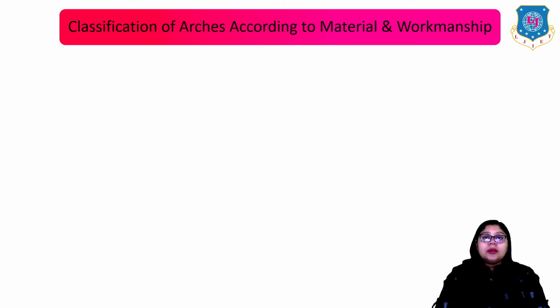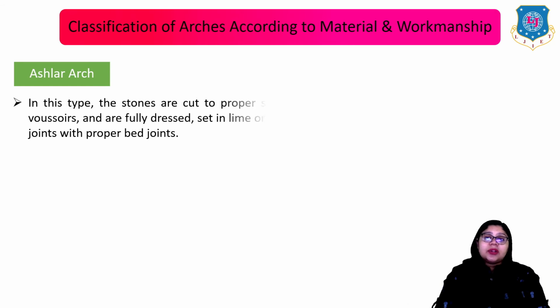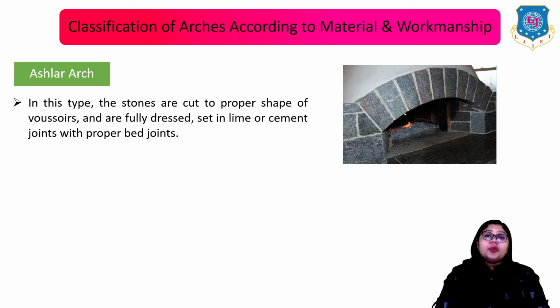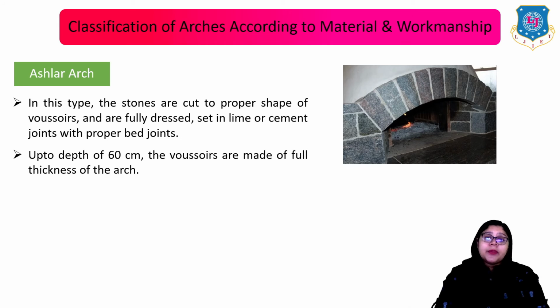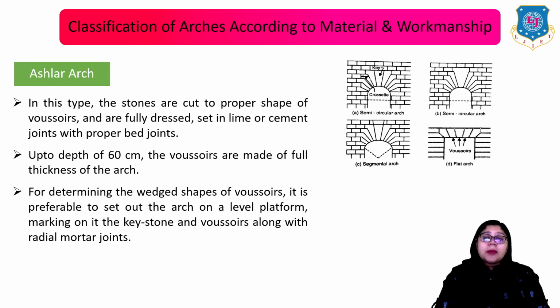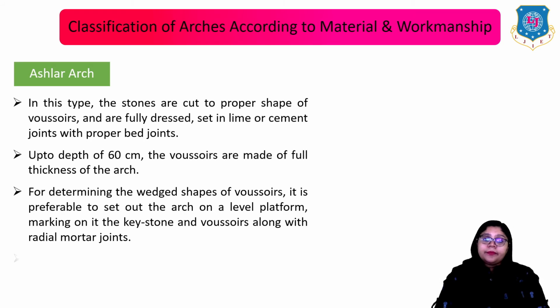Now, the second is the ashlar arch. In this type, the stones are cut to proper shape of voussoirs and are fully dressed, set in lime or cement joint with proper bed joints. Up to a depth of 60 cm, the voussoirs are made of full thickness of the arch. For determining the wedge shape of voussoirs, it is preferable to set out the arch on a level platform, marking on it the keystone and the voussoirs along with the radial mortar joints as shown in this figure.